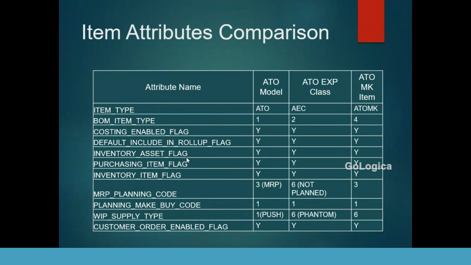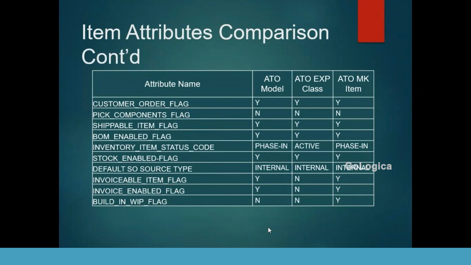What is the inventory asset flag, purchase item flag, inventory item flag, MRP planning code, planning make by code, WIP supply type, customer ordered enabled flag, which is the customer order flag. This is another one: pick components, shippable item, BOM enabled flag, and the inventory item status flags. These are all flags available under the MTL system items B table. Stock enabled flag, all these built-in flags will be set, whether it's yes or no.